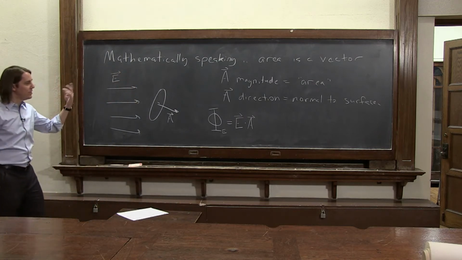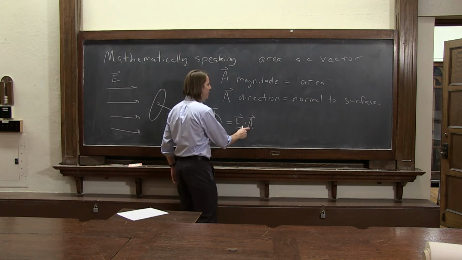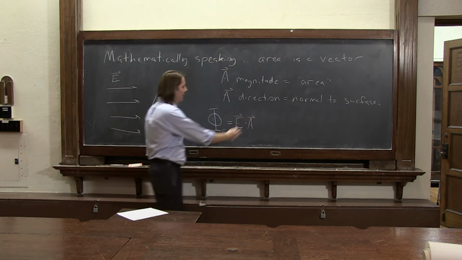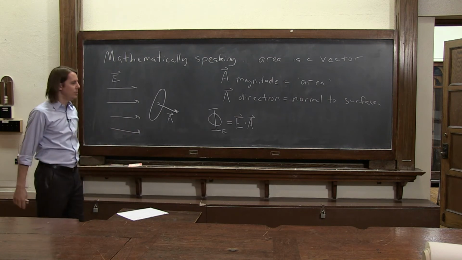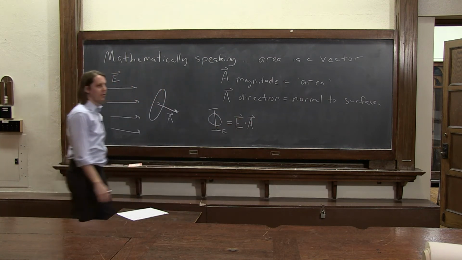So if you like to think in Cartesian coordinates and do dot products this way, where it's sort of the x component times the x component plus the y times the y plus the z times the z, that will quantitatively give you the flux, because this dot product will give you a scalar, and flux is a scalar.